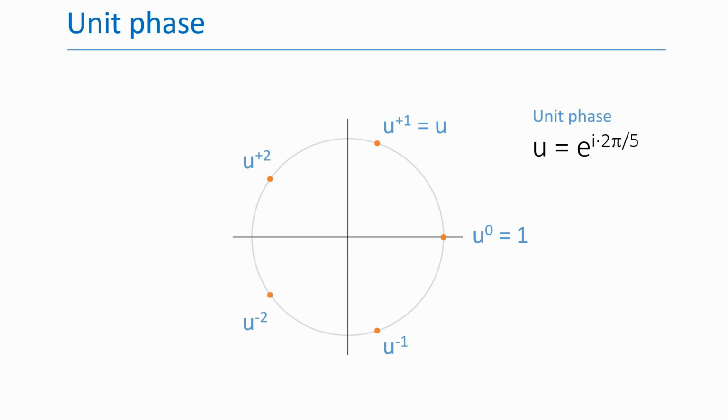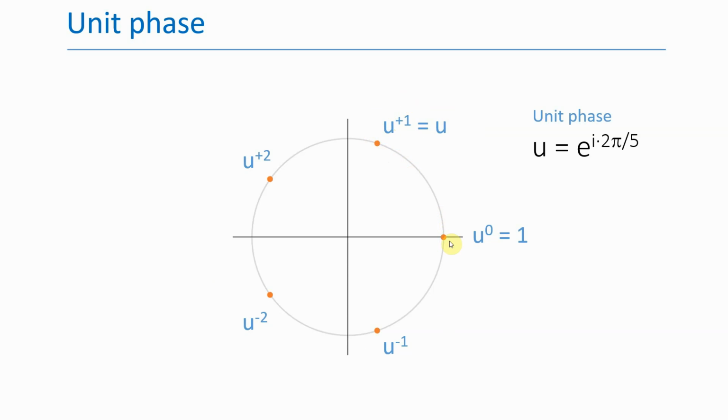Any factor has a unit phase u. In this example, the factor size is 5, so the unit phase is 2 pi divided by 5, which is 1/5 of a cycle around the circle. The only complex numbers we will consider are powers of this unit phase, which is the same thing as integer multiples of the corresponding angle.